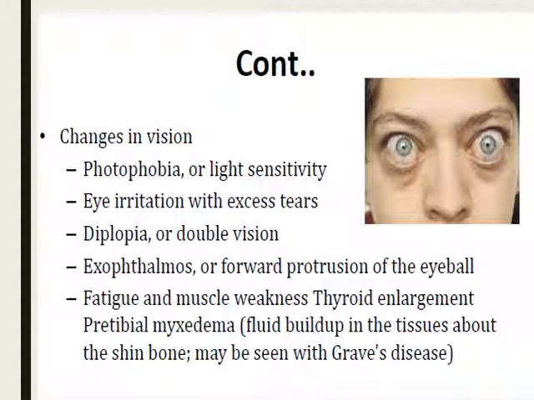Important signs are present in the eye as well. There may be change in vision, photophobia or light sensitivity, eye irritation with excess tears. There may be diplopia. There may be exophthalmos or forward protrusion of the eyeball. There may be fatigue and muscle weakness, thyroid enlargement, pretibial myxedema, fluid filled in the tissues above the shin bone may be seen with Graves' disease. Usually these findings are present in patients with underlying etiology of Graves' disease.